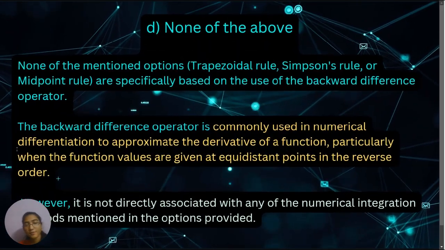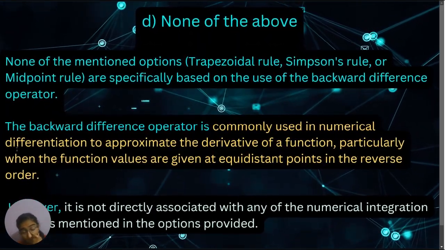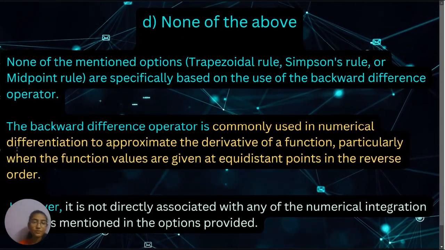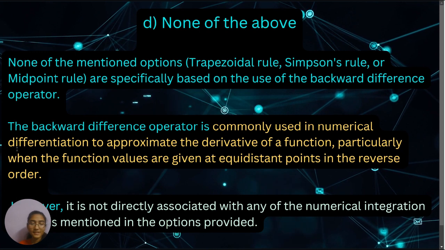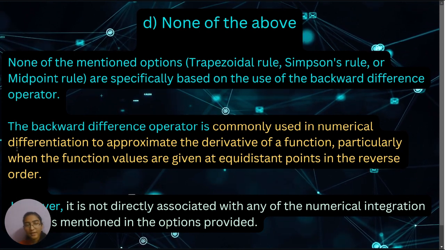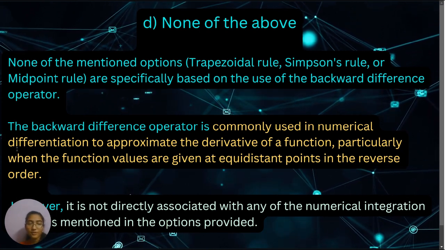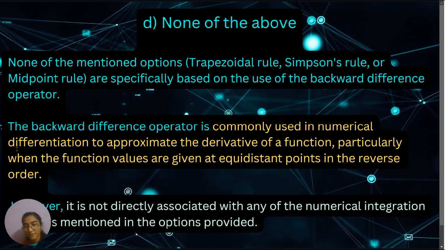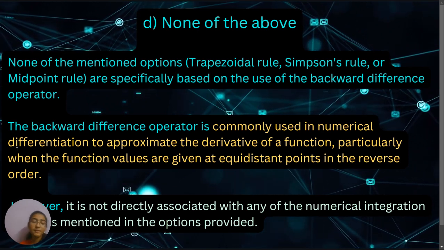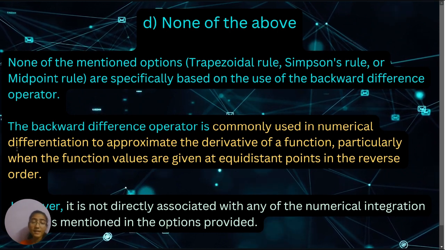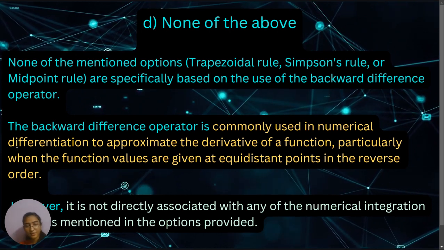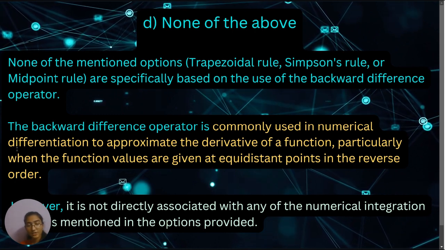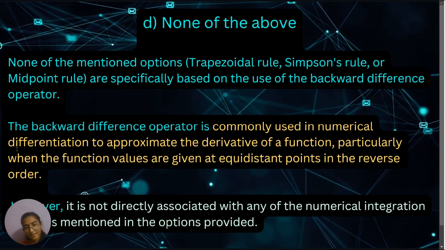None of the above mentioned methods, that is trapezoidal, Simpson rule, midpoint rule, as we all know, are basically used for integration. Backward differences are for differentiation, they are totally different. The backward difference operator is used in numerical differentiation to approximate the derivative of a function, particularly when the function values are given at equidistant points in reverse order. However, it is not directly associated with the numerical integration methods mentioned in the options.